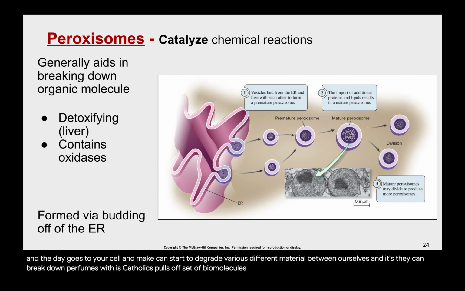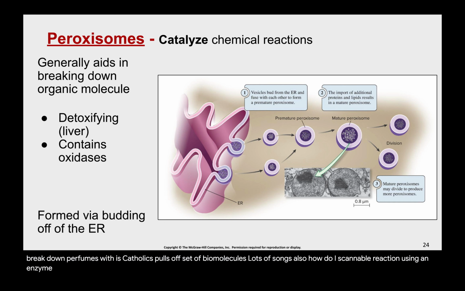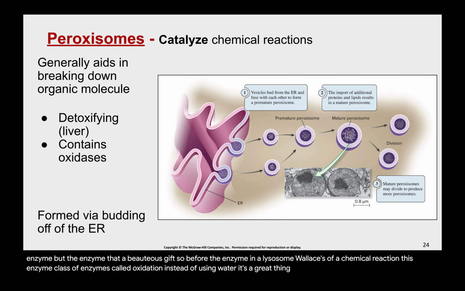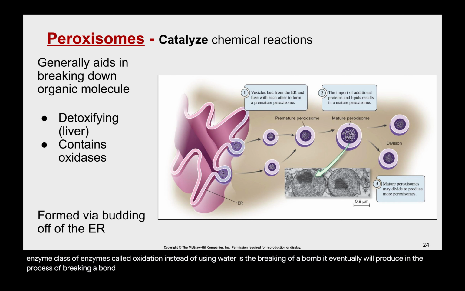Very, very similar to peroxisomes. Right? So peroxisomes also catalyze chemical reactions using an enzyme, but the enzyme that it's using is different. So before, the enzyme in a lysosome facilitated hydrolysis of a chemical reaction. This enzyme is a class of enzymes called oxidases. Instead of using water to facilitate the breaking of a bond, in the process of breaking a bond it will eventually produce hydrogen peroxide. And again, they're breaking down a whole variety of organic materials.